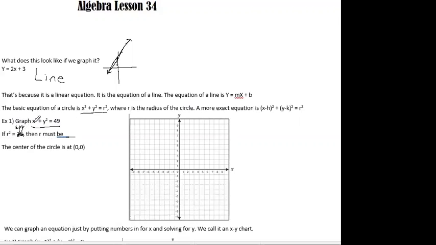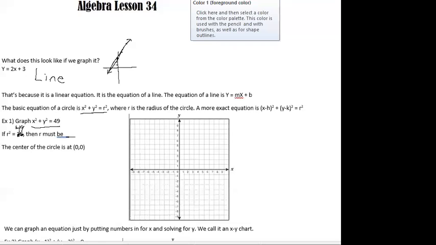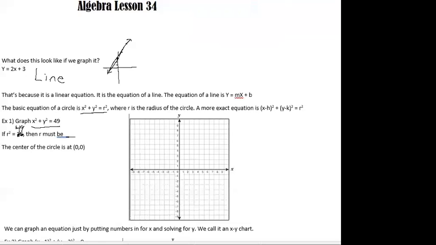So, okay, so if this is the equation of the circle, if r squared equals 49, then we know that r must be, you can use a chat box or you can unmute yourself and tell me what you think. Good answer, Andrew.